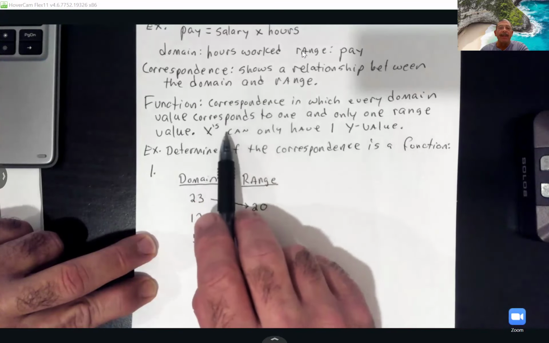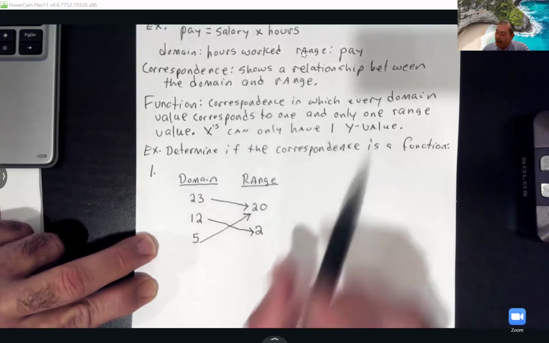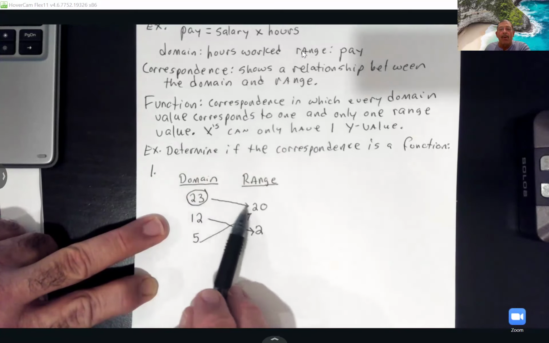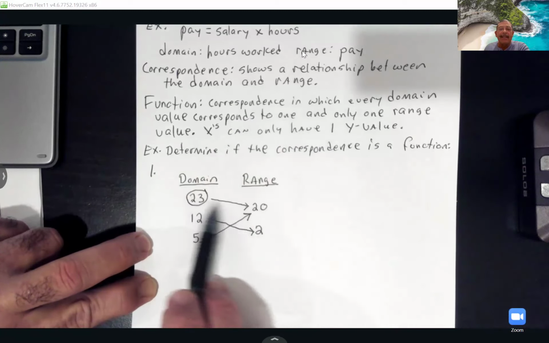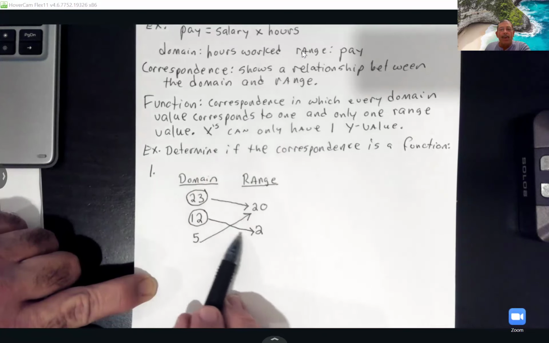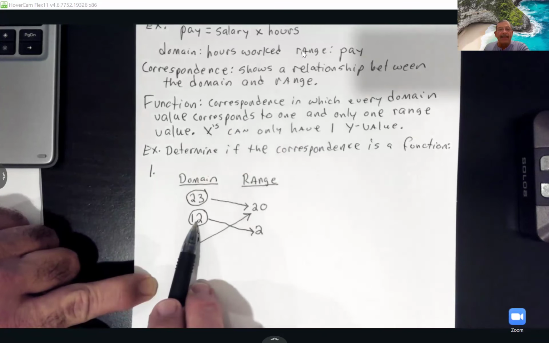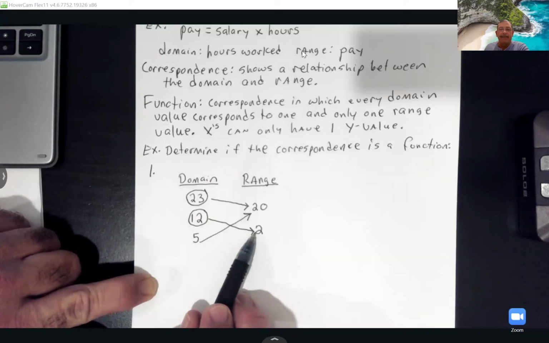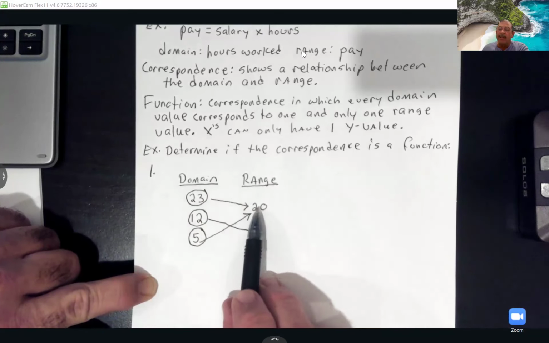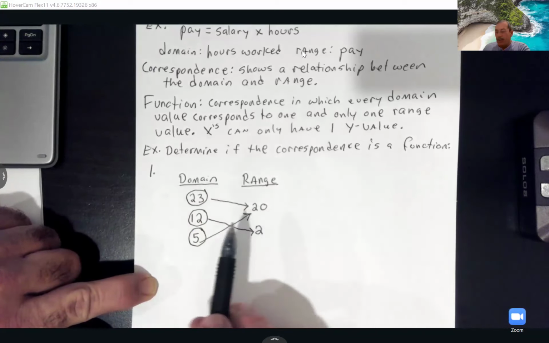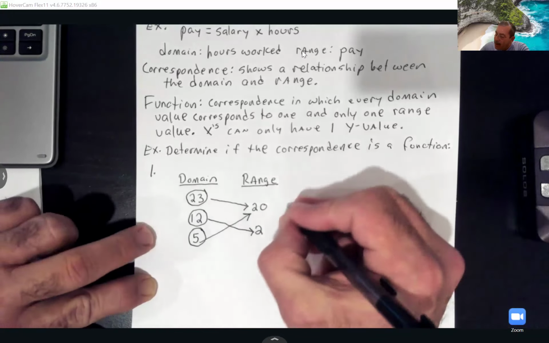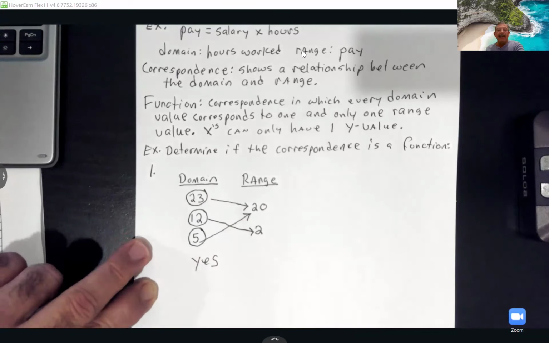So they want to know if this correspondence is a function. So remember, my definition of a function is that the x's can only have one y value. So I'm going to focus on the x's. So the first x is 23. And y'all, if you notice, the 23 only points to the 20. So that means that this x only has one y value. So then let me look at the 12. The 12 only points to the 2, which means that this x value only has one y value. And then I look at the last x, which is my 5. This domain member 5 only points to one range value. So since each of our domain members only corresponded to one range value, number 1 is definitely, yes, a function.